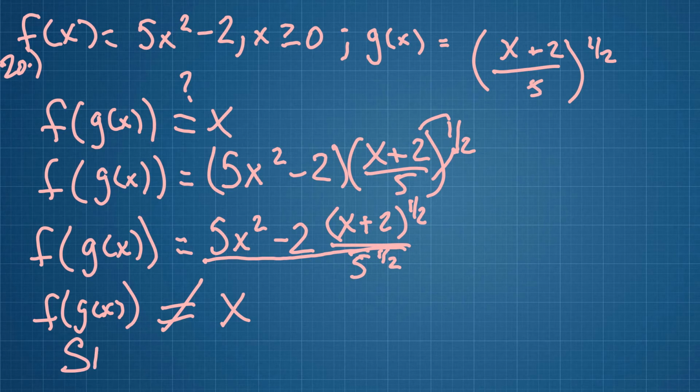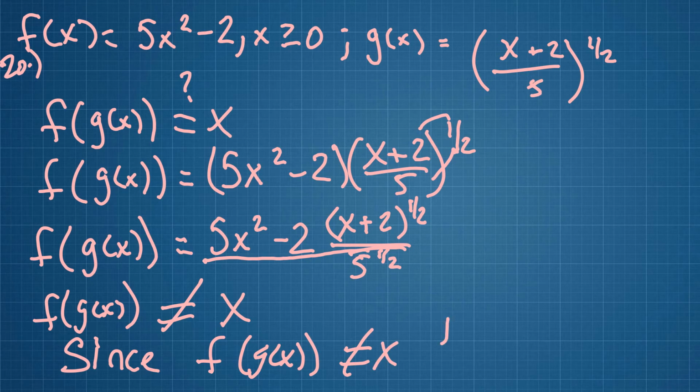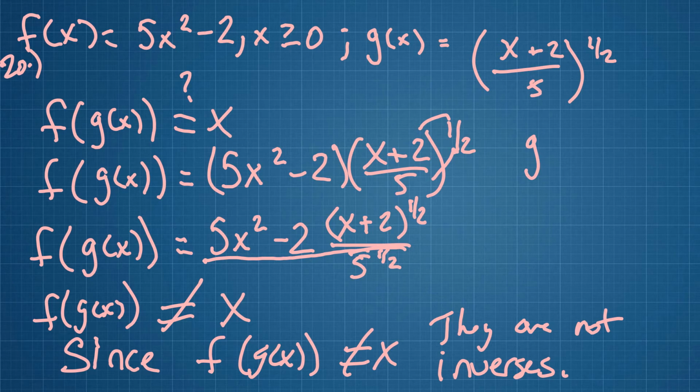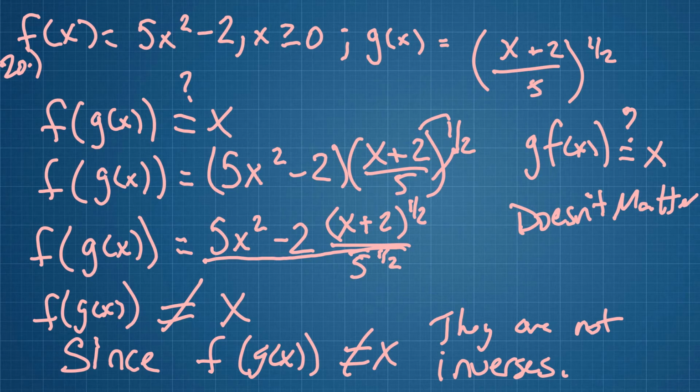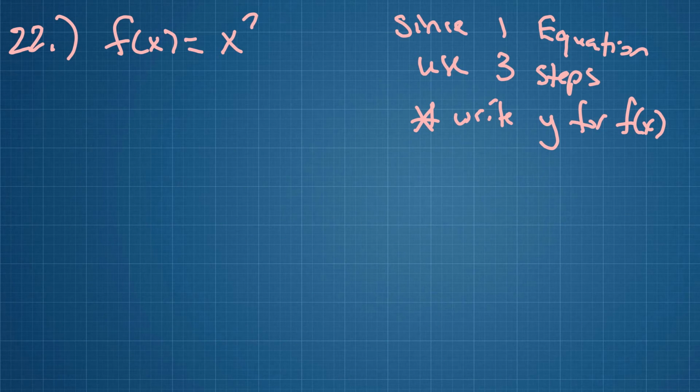So my last answer is I say since f of g of x does not equal x, they are not inverses. And that's it. So if they are not inverses, it actually makes it really easy. I don't have to do all the work. I don't have to do g of f of x because it doesn't matter. It doesn't matter now because that right there. If one's not true, it doesn't matter if the other way is true. So that's it.